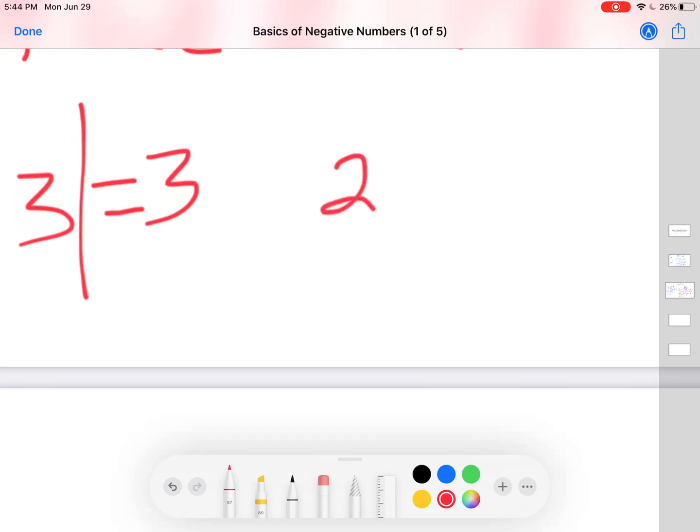Let's try the number 2. Let's put the absolute value of that, and it's asking, how big is that? Well, how many is in it?